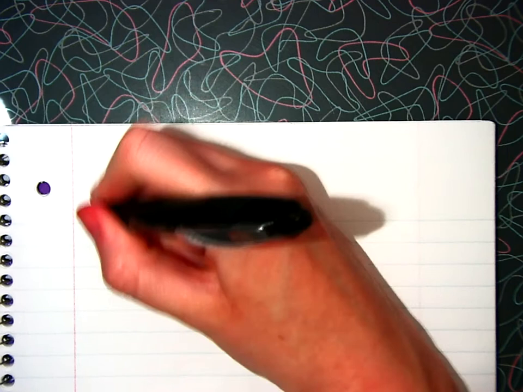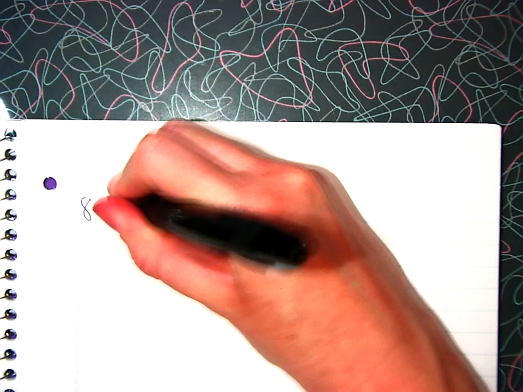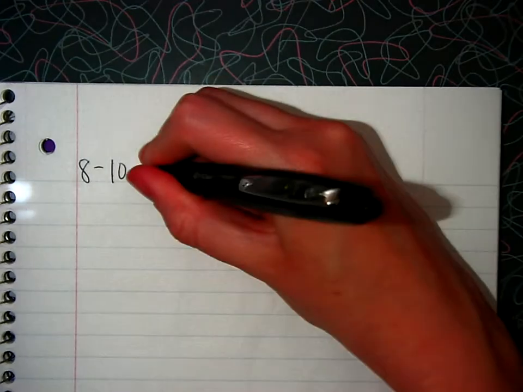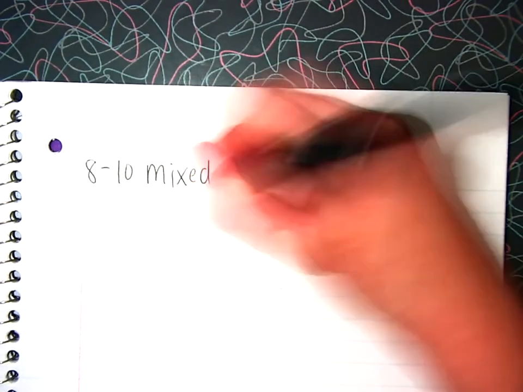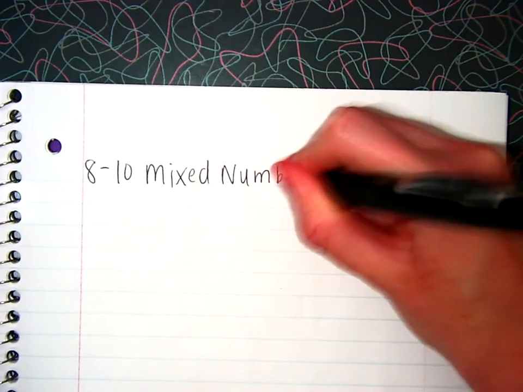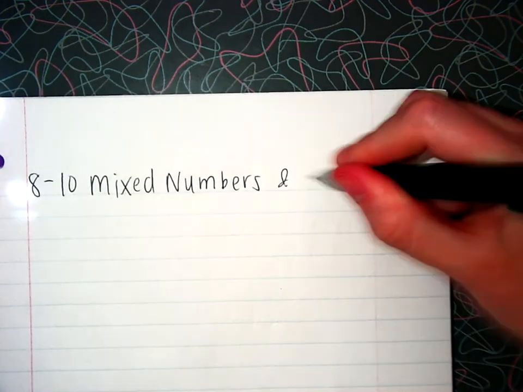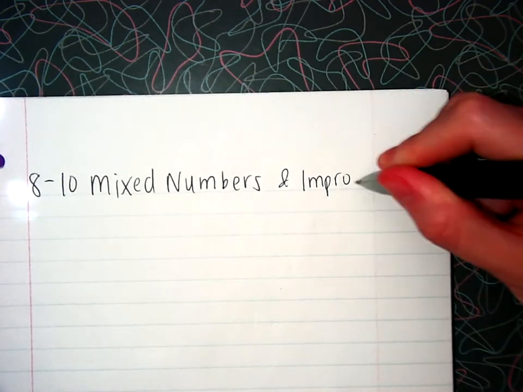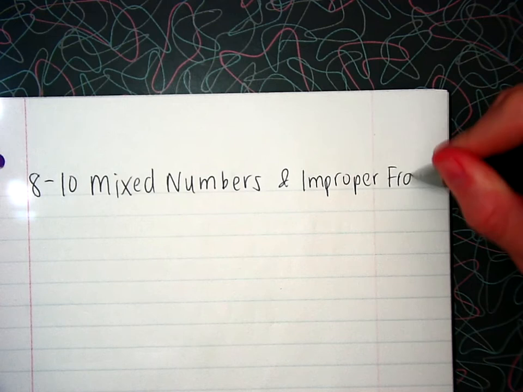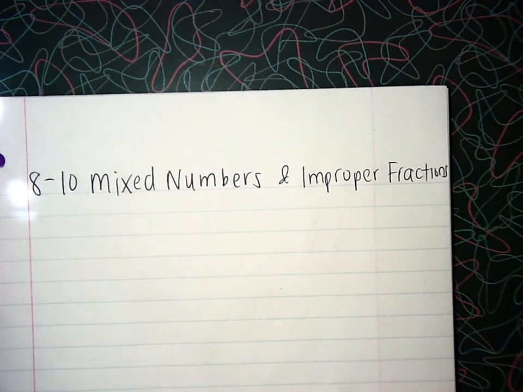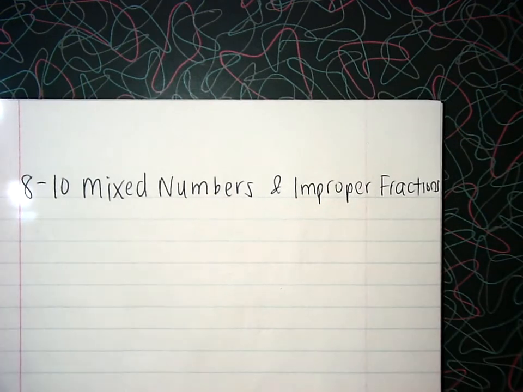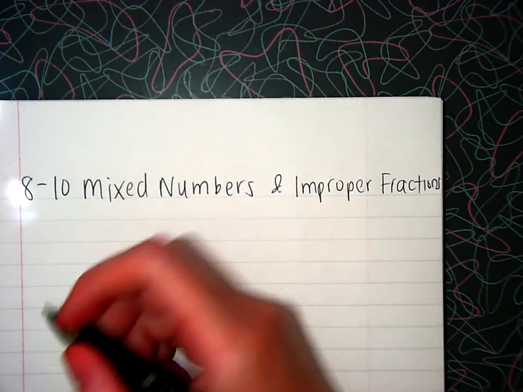Okay, so today our lesson is going to be chapter 8, lesson 10, and this is mixed numbers. We learned about mixed numbers in our last lesson, and our new vocab word for today is improper fractions. So we know what a mixed number is. It's when it has a whole part, a whole number, and a fraction part. So now we must learn what an improper fraction is.